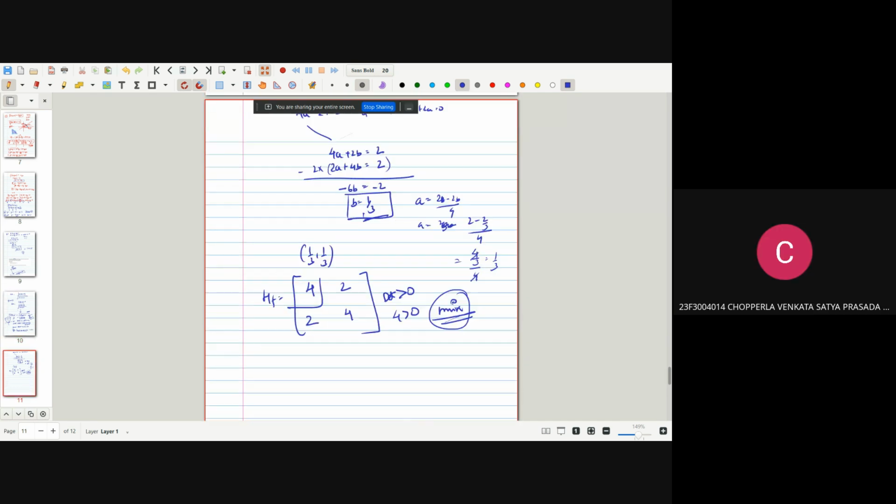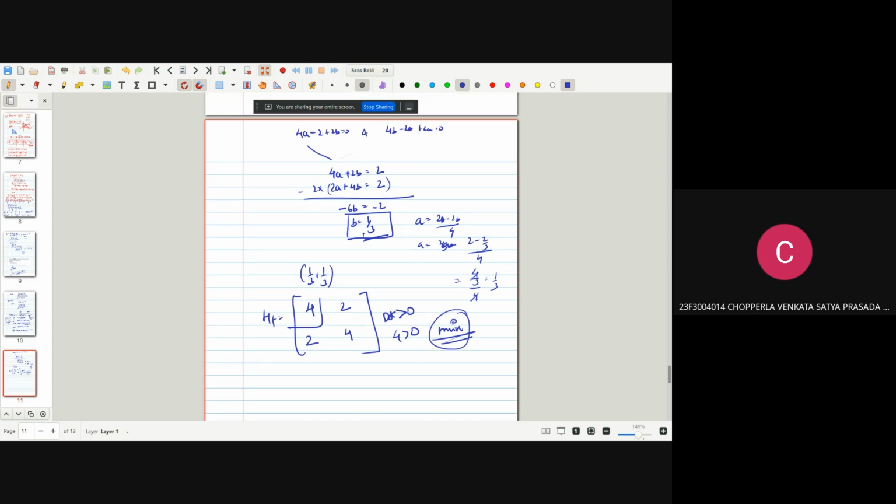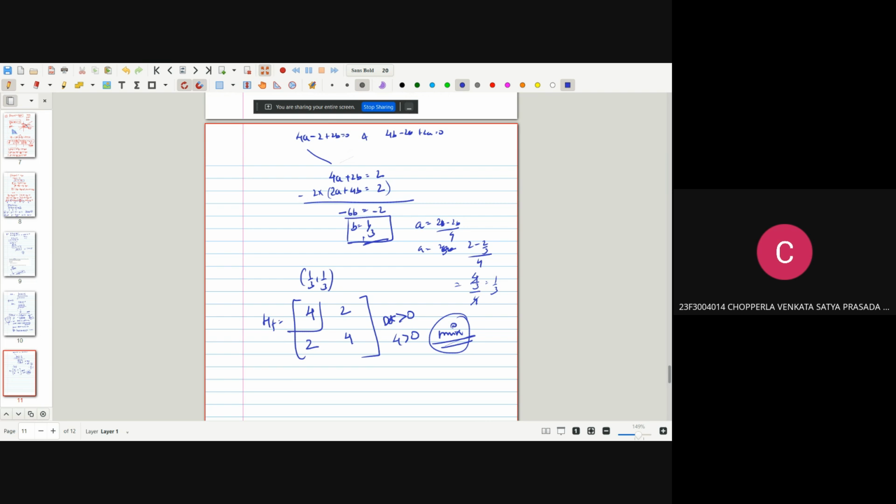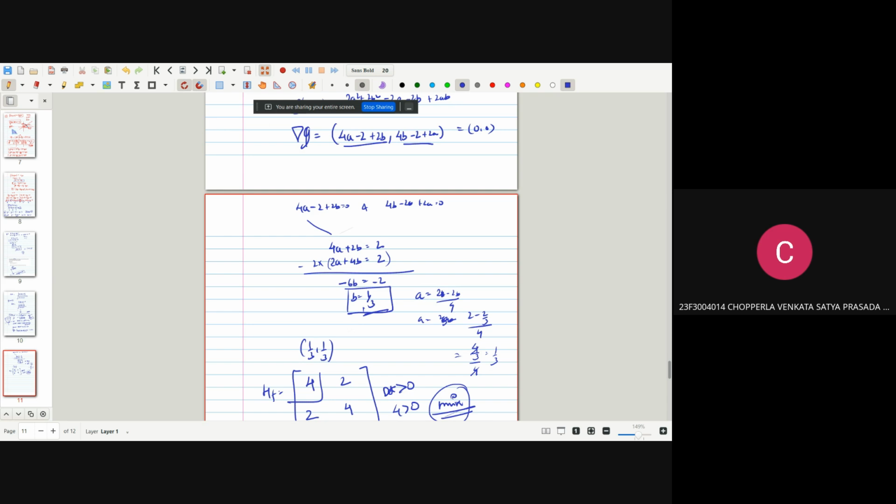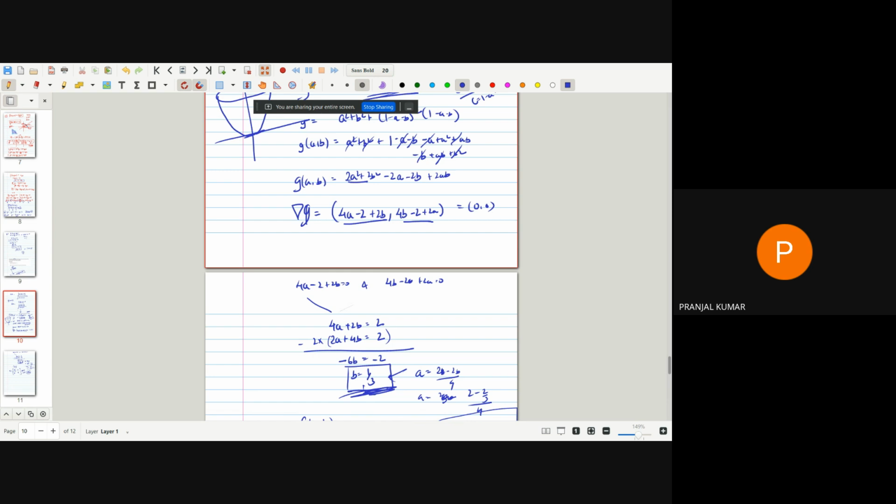Sir, why did you say that we cannot conclude? Why did you say that we cannot just conclude based on this Hessian matrix? No, after calculating the Hessian matrix, you can conclude, but not at this point when you had just calculated the A and B value. That is the point. Okay.